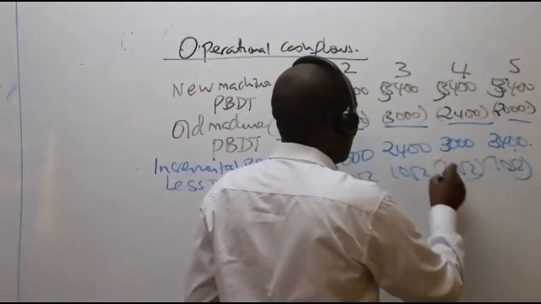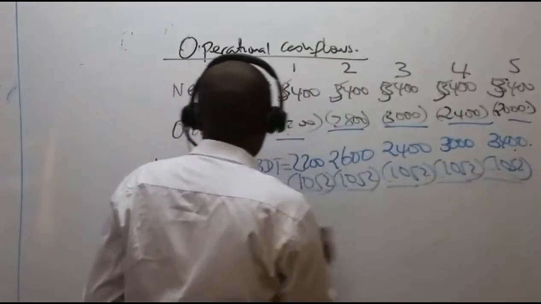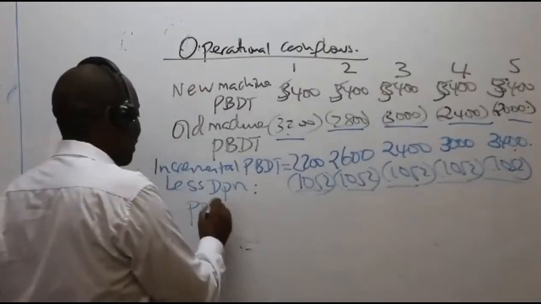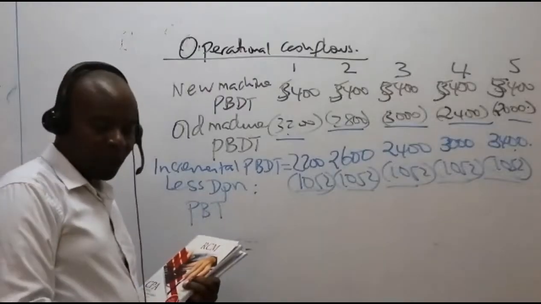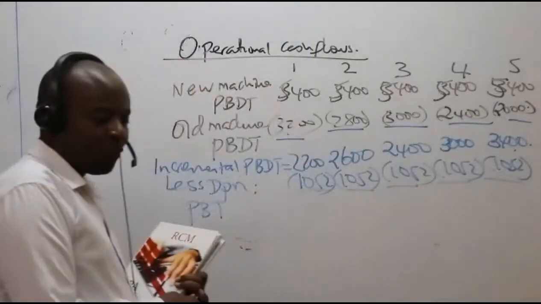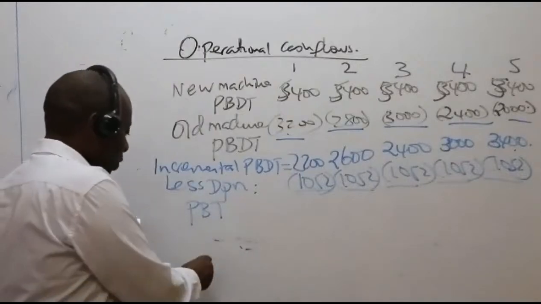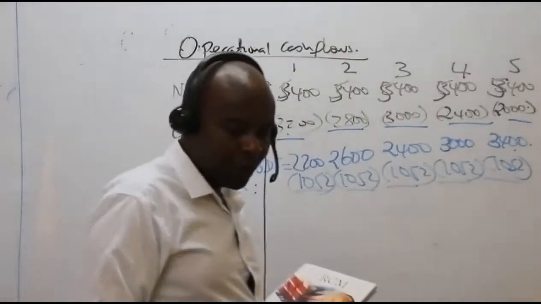So I'll subtract this for me to be able to get my profit before tax. So profit before tax, what parameters do we have here? Somebody talk to me. What metrics do we have here?